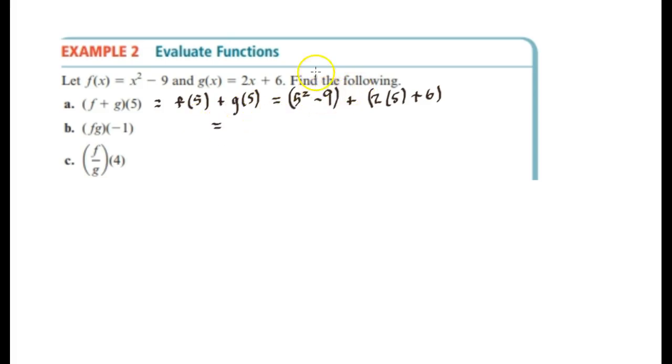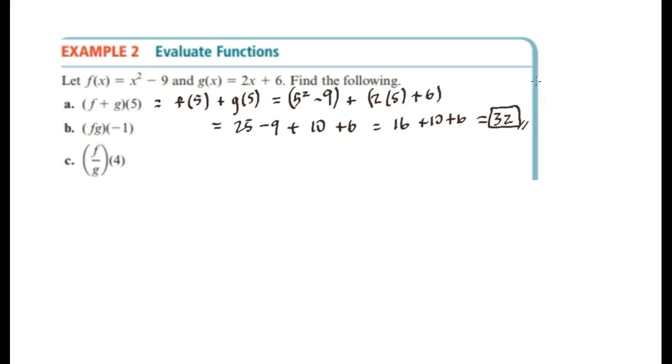And simplify. We don't actually need these parentheses, but let's simplify. We have 25 minus 9 plus 2 times 5 is 10, plus 6. We can simplify that left to right. Let's go 25 minus 9, and that is 16. And then we're going to add 10 plus 6. 16 plus 10 plus 6, since they're all addition, we'll just do it at one time. 26 and then 32. Okay, so we have the result.